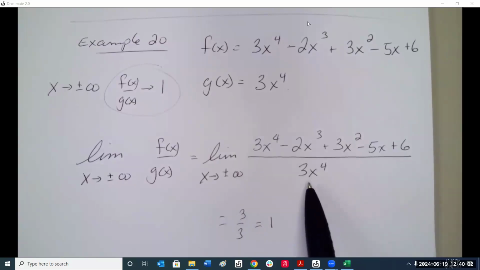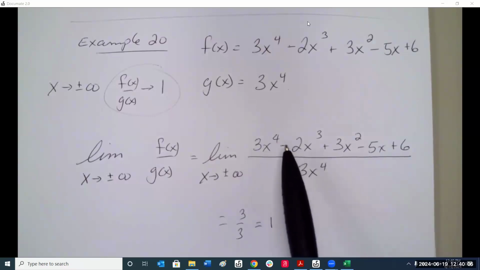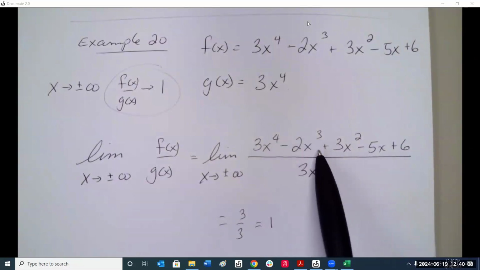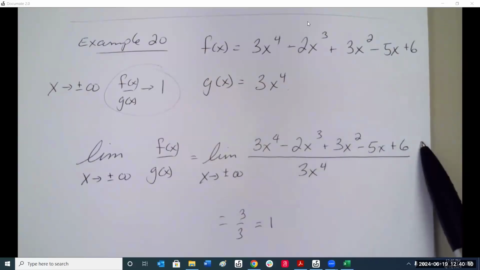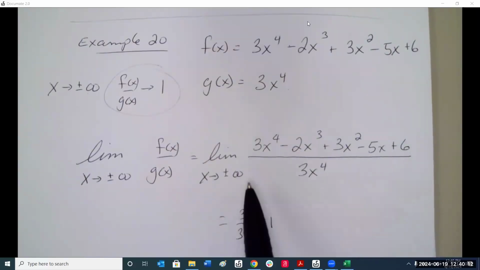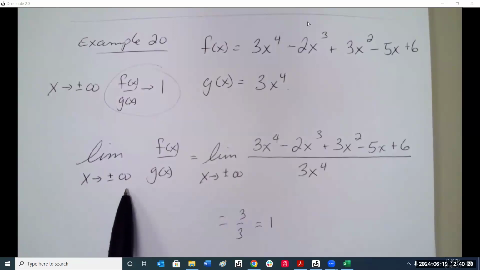Yeah, we could have done it algebraically, take each of these and divide it by 3x to the fourth. That'll give us 1 minus 2 over 3x, and so on. All these go to 0, but this is what it's talking about. Whenever you go to infinity, you're practically looking for the horizontal asymptote. If it was going to a value, then you're looking for the vertical asymptote.